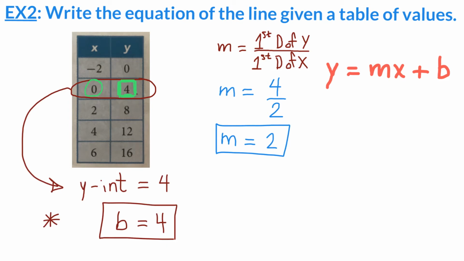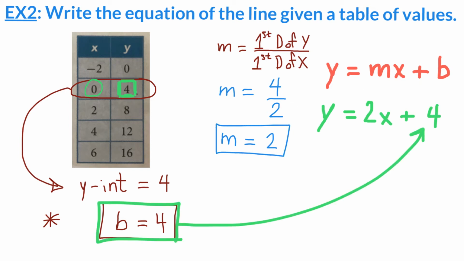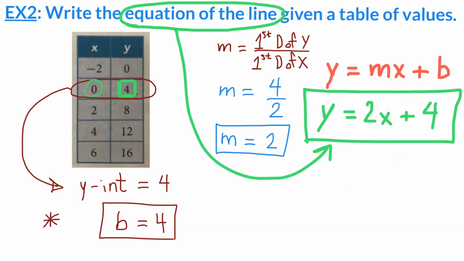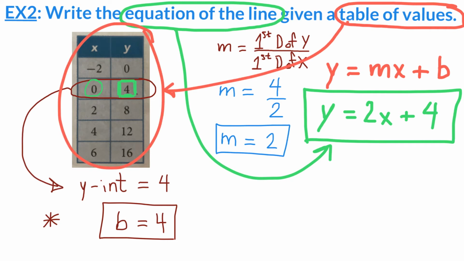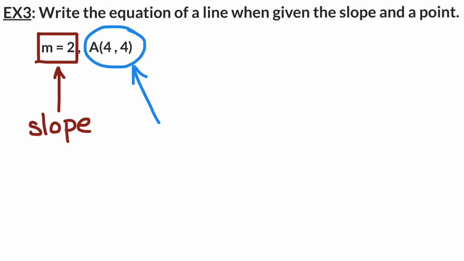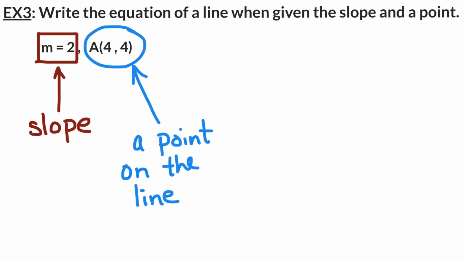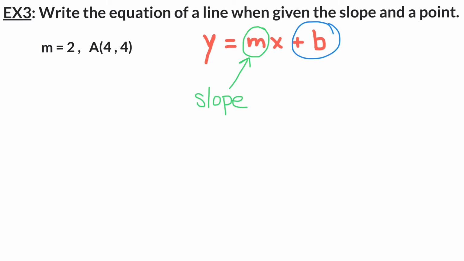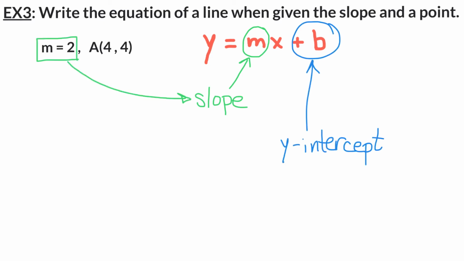Now let's plug this into the equation, so y equals 2x plus 4. This is the equation of the line using the table of values. Let's look at the next example. Let's write the equation of the line when we are given a slope and a point. Remember, to write the equation of the line, we need the slope and y-intercept. In this case, they give us the slope, which is equal to 2.